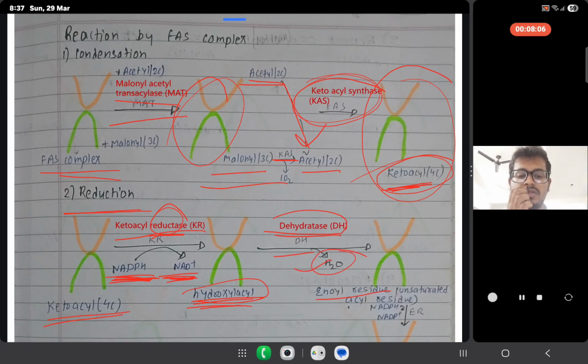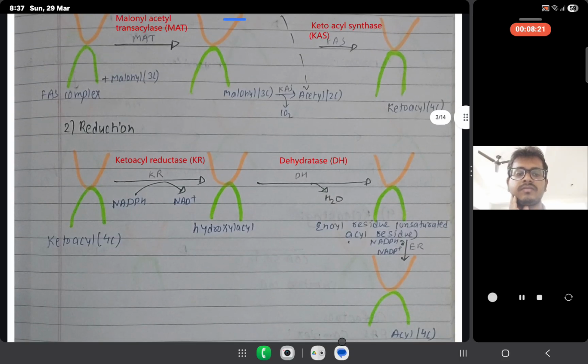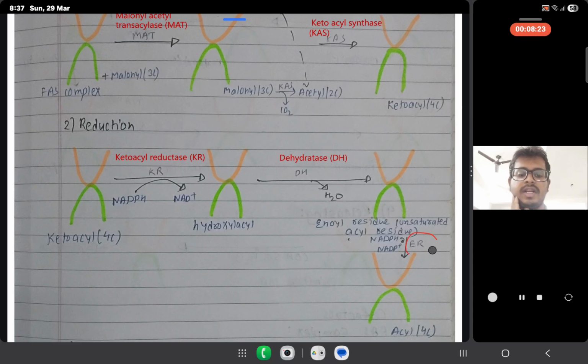Enoyl, that is, unsaturated acyl residue, is formed. And now what is formed? The enoyl residue is formed, that is, the unsaturated acyl residue. In the presence of ER, it is converted to acyl, that is, a 4 carbon compound.